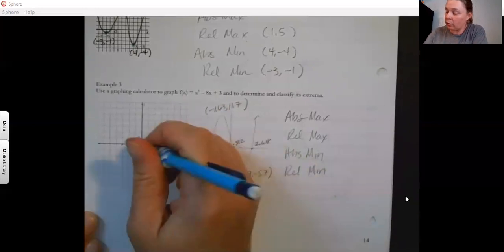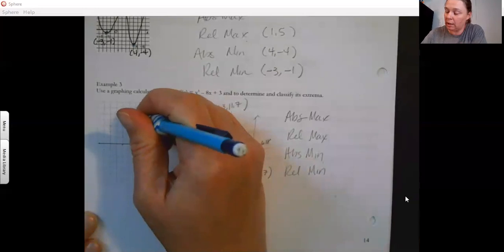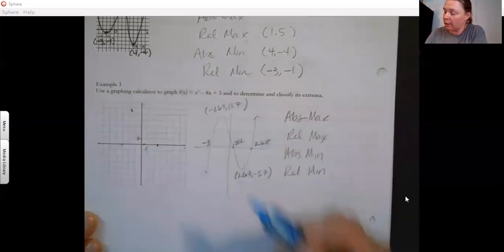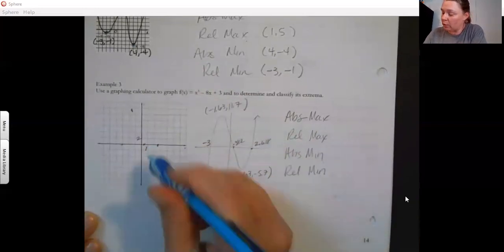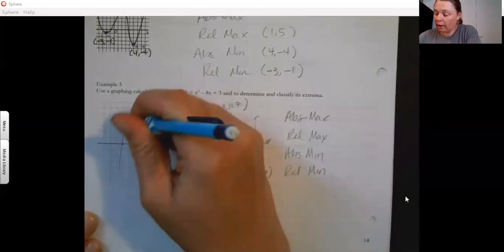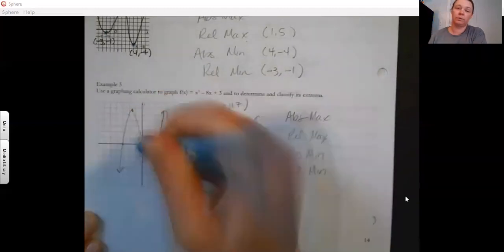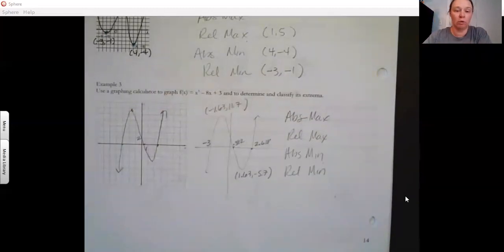And then it was at -1.63 and then 11. So 2, 4, 6, 8, 10, 11.7. So around there. And then 1.63, and that was 2, 4, about here. Okay, so using the graphing calculator helps you to get a more accurate graph.